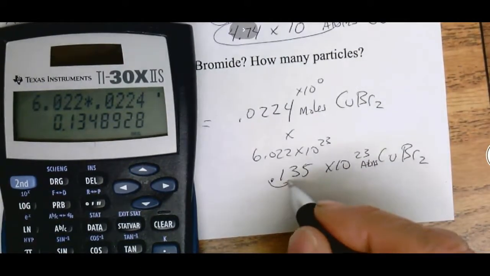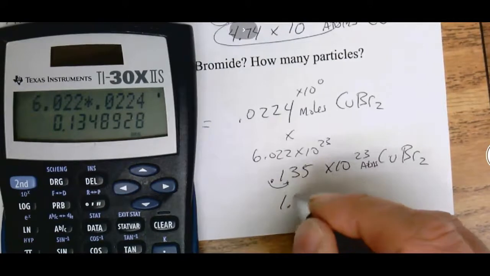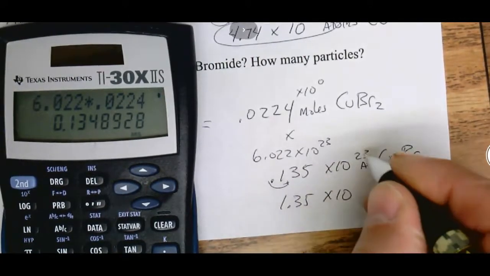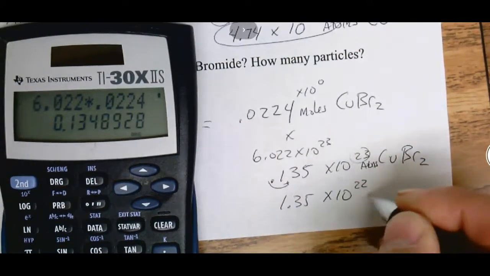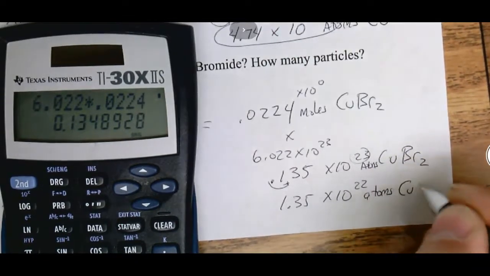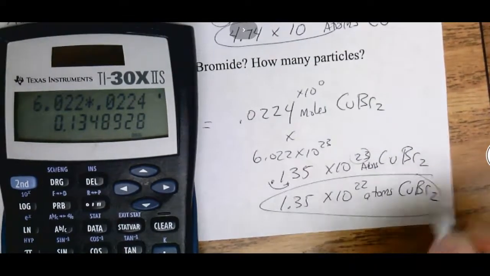And we're just going to make this a number between 1 and 10. We move it, we make it bigger by 1. So we're going to make this smaller by 1. And that's our answer.